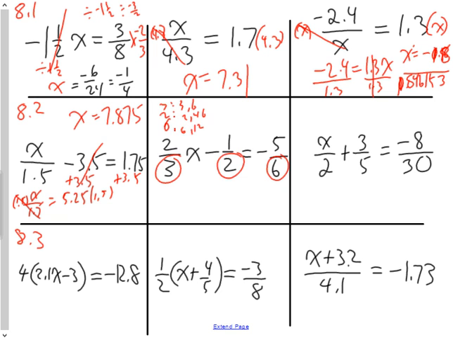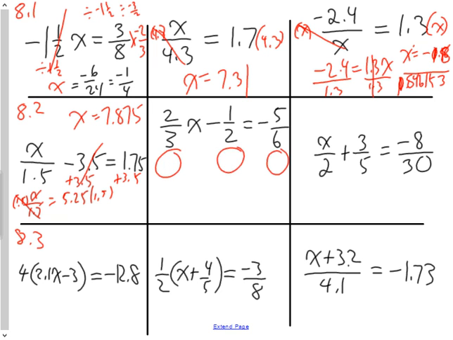Because they share 6 as a denominator, I'll delete those. What we can do is we can multiply both sides by 6. So I'm going to multiply this side by 6, and I'm going to multiply this side by 6, and we're going to see what happens here.